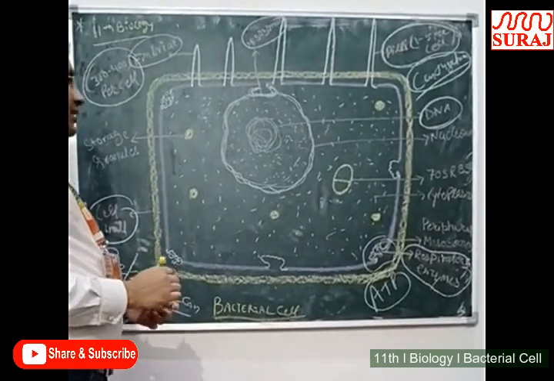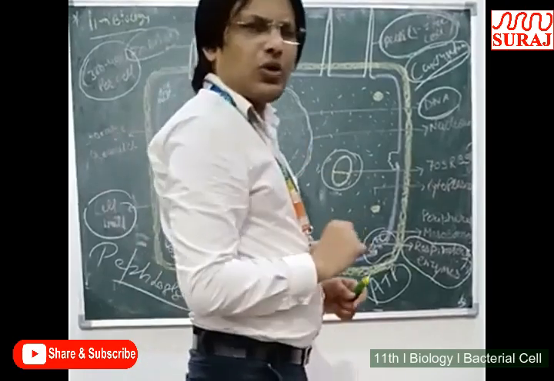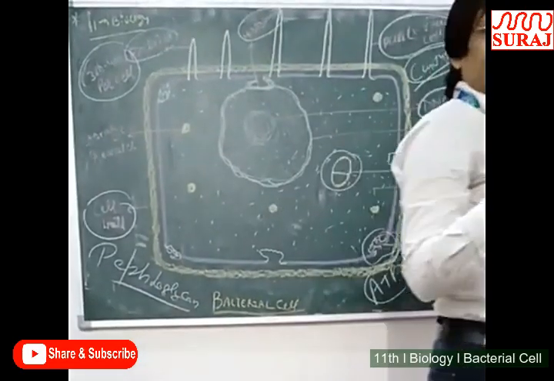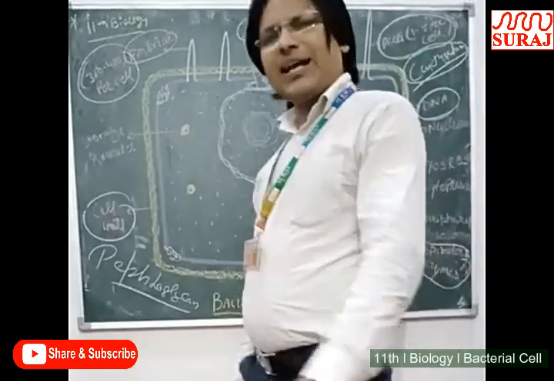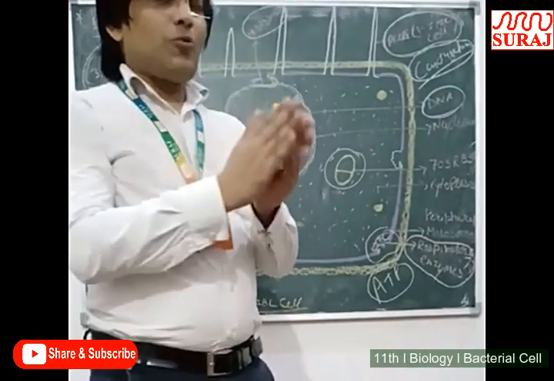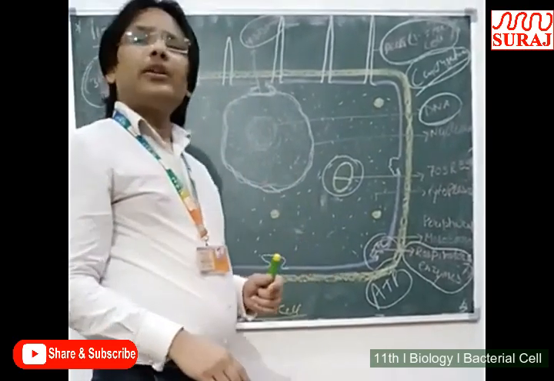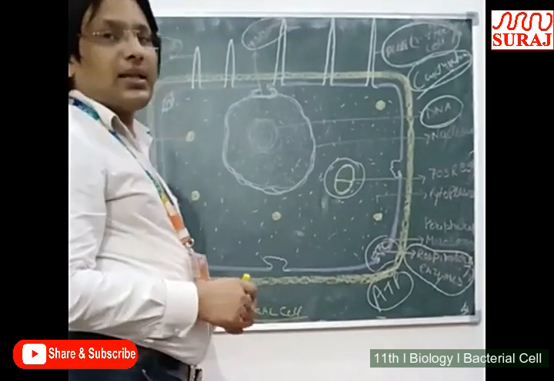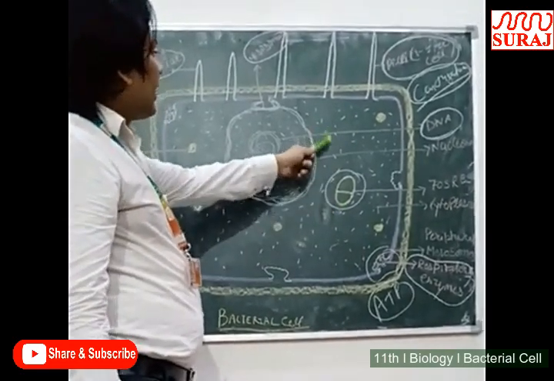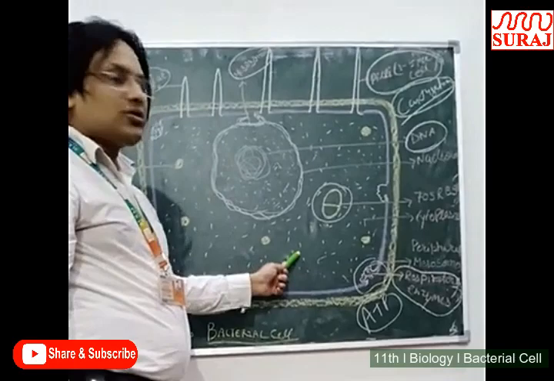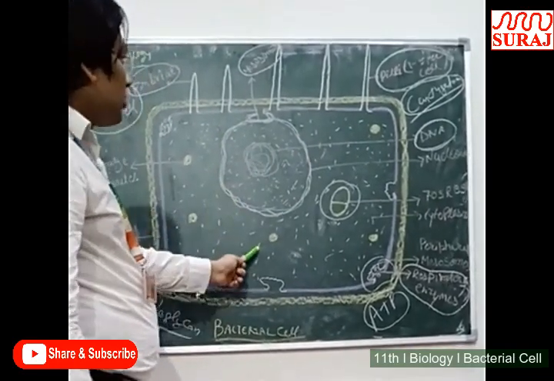Next point, 70S ribosome is basically present. A non-membrane bound organelle basically present both in prokaryotes and eukaryotes, but the big difference is that in prokaryotes 70S ribosome is present, and in eukaryotes 80S ribosome is present. Okay, so this is the 70S ribosome. The inside fluid material is known as cytoplasm.